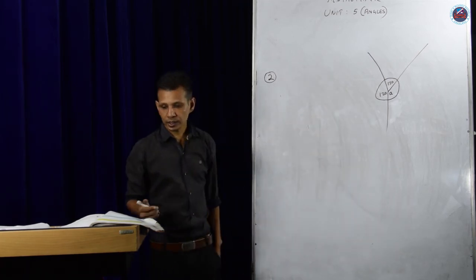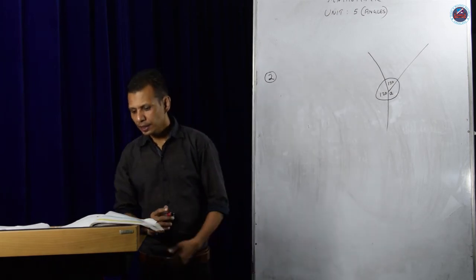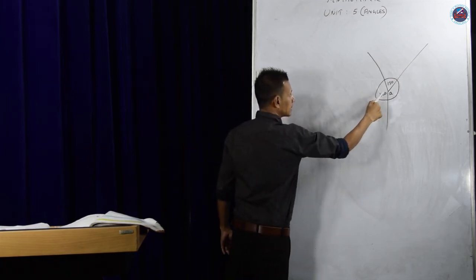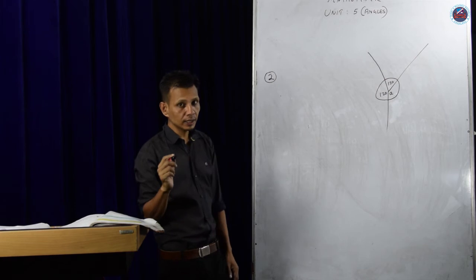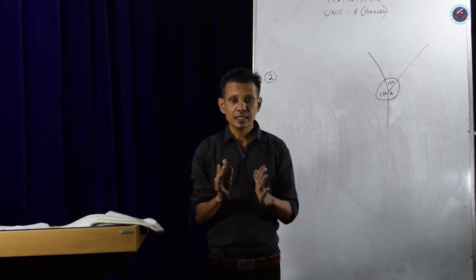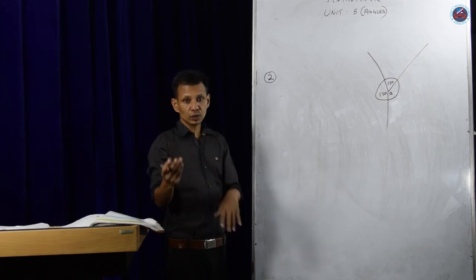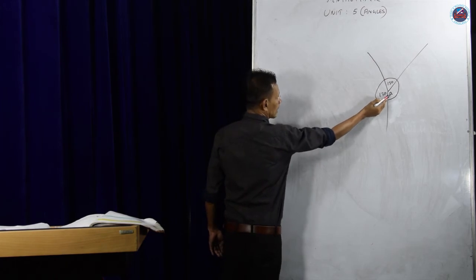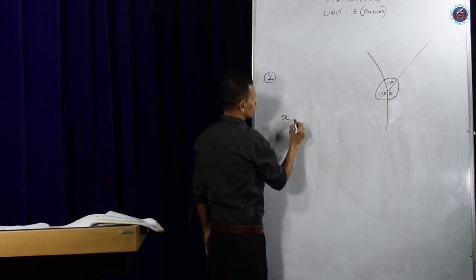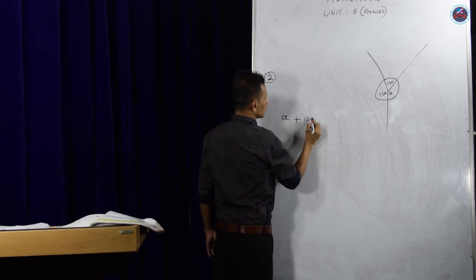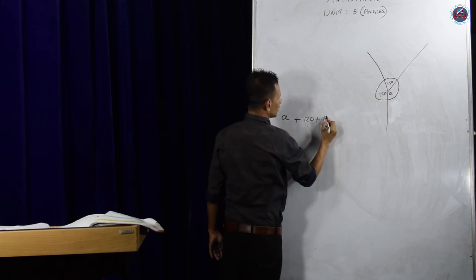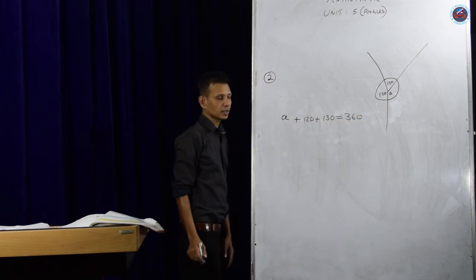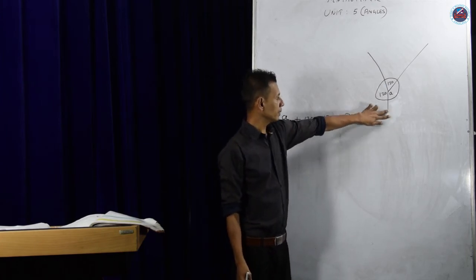Okay? Now here what do they ask you to find? A. When I add this, what will I get? 180? Now, what will I get? 360 degrees. You rewind the video and watch. Before I started, I already explained to you. So, they asked us to find A. A plus 120 plus 130, I will get 360 degrees, not 180.